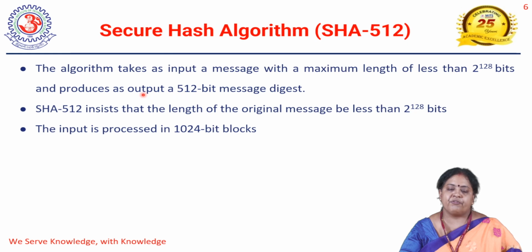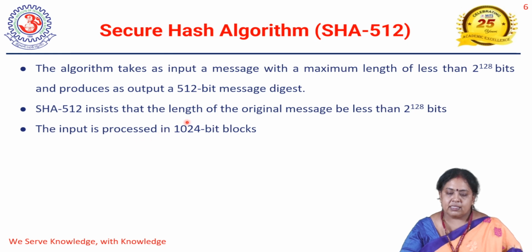It is going to give a fixed size output of 512 bits, which is a hash value, or we can call it a hash code, or a message digest. Anything is okay. And SHA-512 insists the length of the original message must be less than 2 power 128 bits. There is one requirement for SHA-512. The message can be of variable size, in the sense it can be of any length, but the length should be less than or equal to 2 to the power of 128 bits. That is the main restriction that applies in SHA-512.